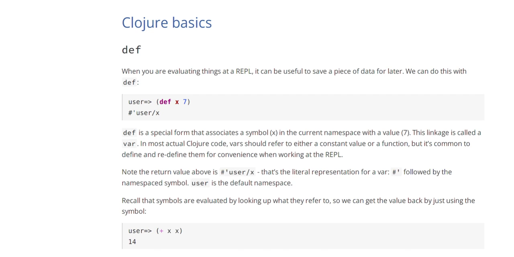Here's an example. def is a special form that associates a symbol like x in the current namespace with a value, for example 7. This link is called a var, and in most actual Clojure code, a var should refer to either a constant value or a function, but it's common to define and redefine them for convenience when working at the REPL.